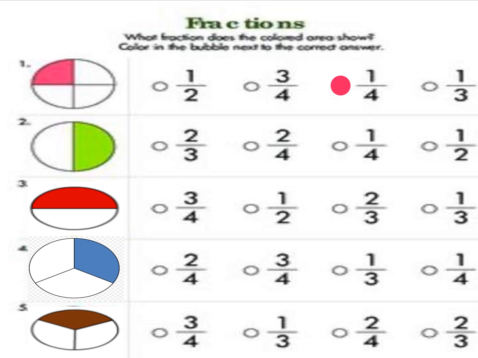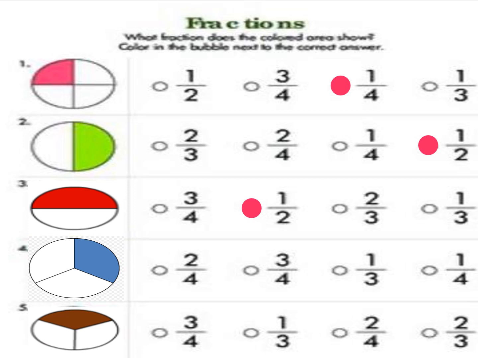Second one, I have a shape divided into 2, one colored and one not. So the total part is 2, and the part colored is 1. So it will be 1 over 2, 1 half. The third one, circle divided into 1, 2, and one part colored, so it will be 1 over 2.